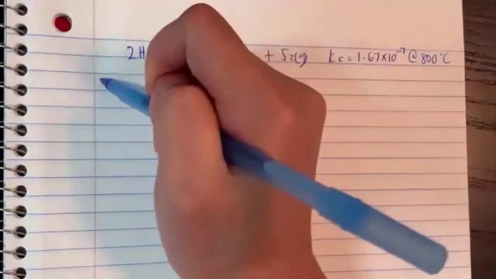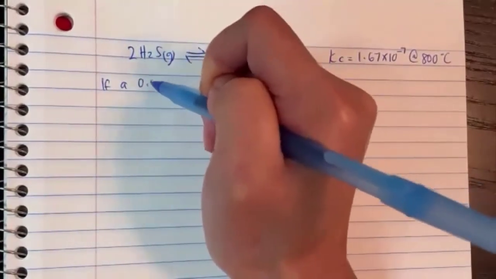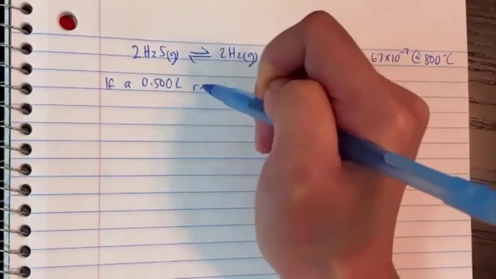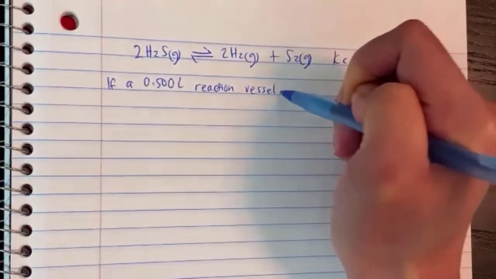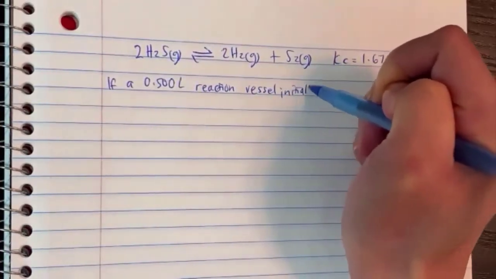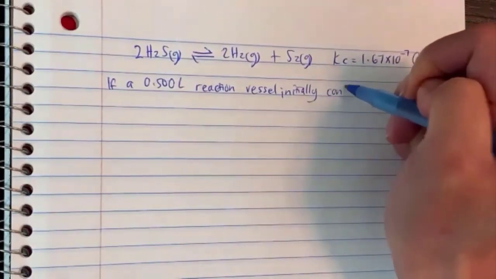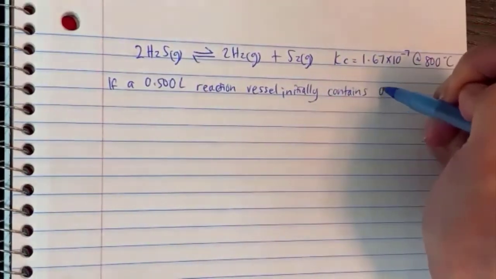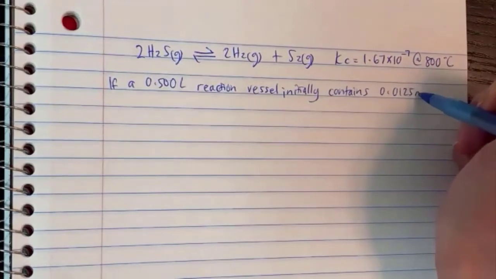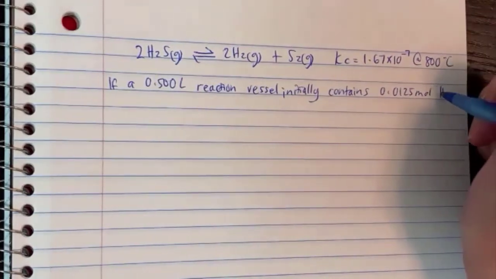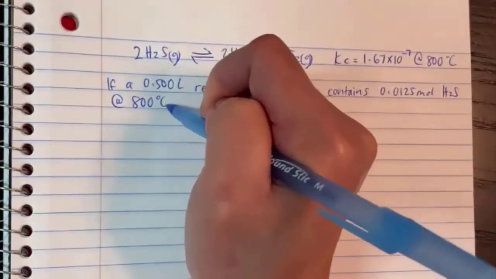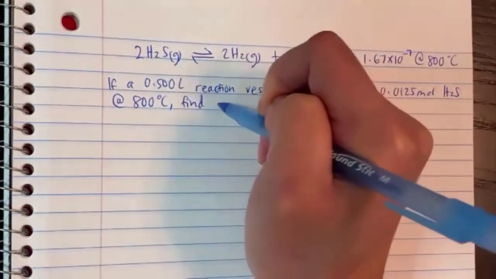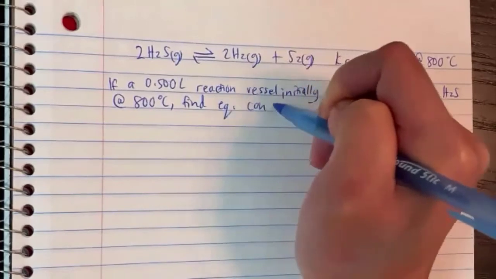It says if a 0.500 liter reaction vessel initially contains 0.0125 moles of H2S at 800 degrees Celsius, find equilibrium concentrations.